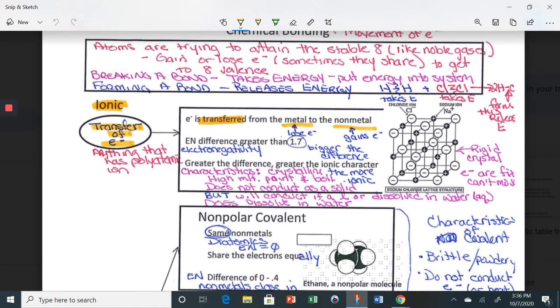So the first desire of the atom is to get that stable outer octet, all 8 electrons in the S and P. So one way to do this is to gain electrons, and that would be things that are nonmetals, and another one is to lose electrons, and that would be metals. You can also share electrons, which is a different kind of bond.